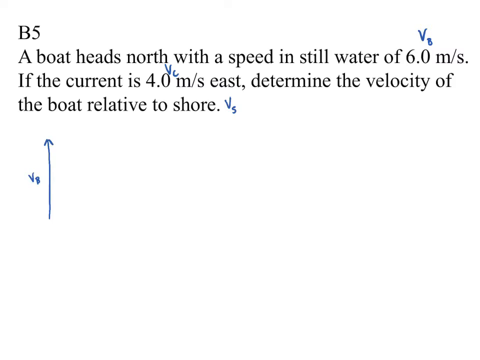Now, the current is 4 meters per second east. So I'm going to draw a vector going east, a little bit shorter than the one before. So there's the velocity of the current. And so I need to determine the velocity of the boat relative to the shore.